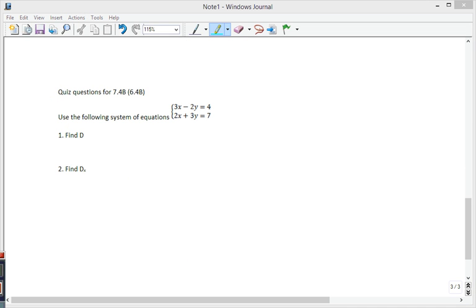All right, here are your quiz questions. There are 2 of them for this one. I want you to find D and D sub x. So that's not all the way to finding what x is, but if you took D sub x over D, that would be our answer for x, right? But I just want you to enter in D and enter in D sub x.